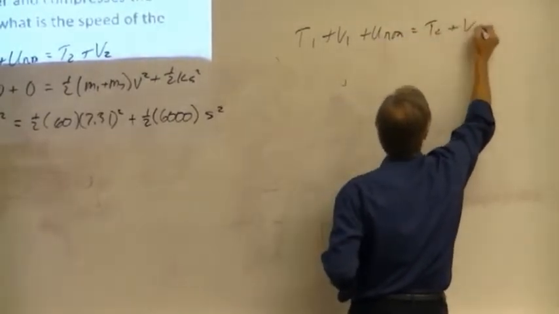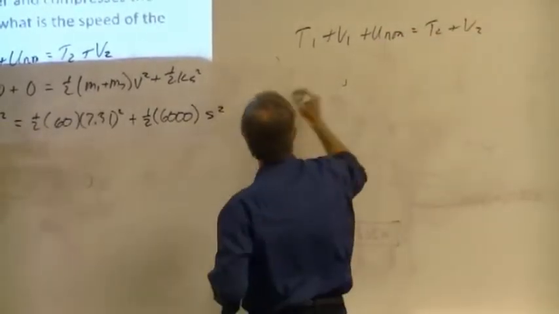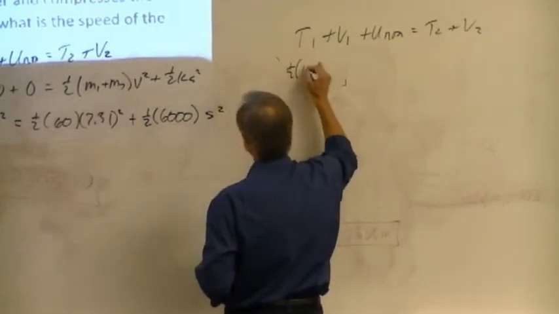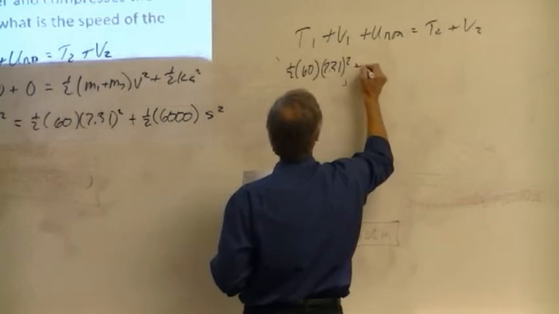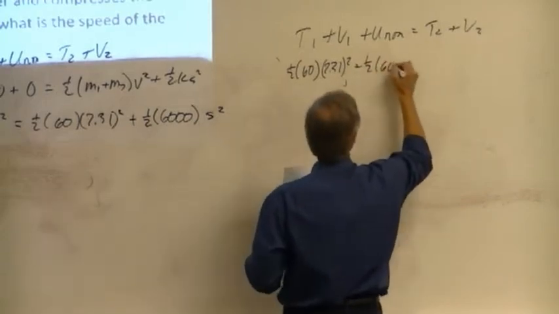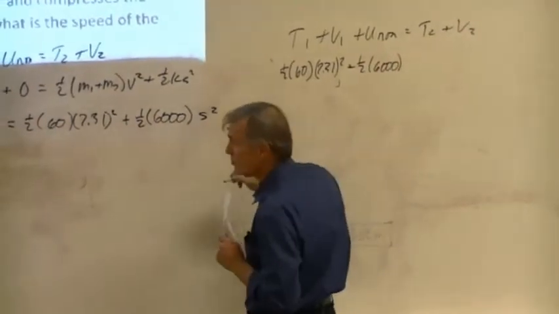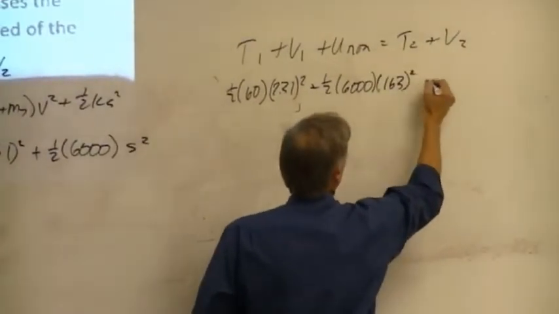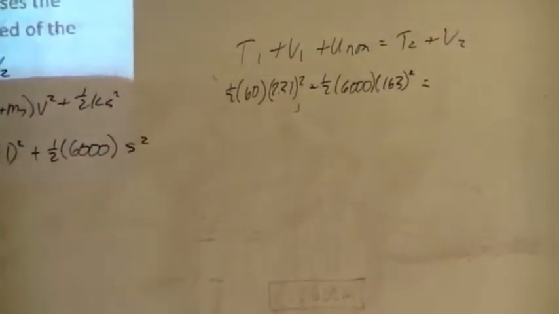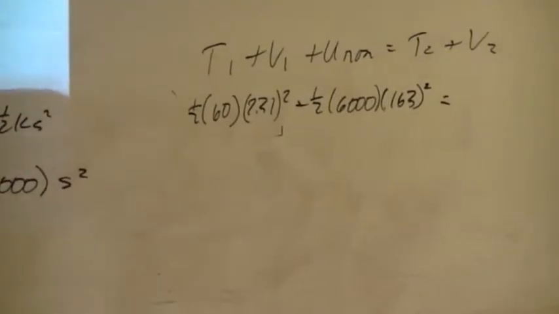T2 plus B2. My beginning energy is now 1/2 60 times 2.31 squared plus 1/2 6,000 times 0.163 squared. All right? That's the beginning energy of the system, right before it springs apart.